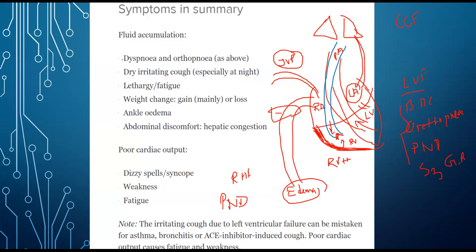Now, because of fluid accumulation, what symptoms will a patient of heart failure have? So we know that the patient will come to you with shortness of breath and orthopnea. Because of lung fluid accumulation, they also get a dry, irritating cough that gets worse at night, fatigue, lethargy. Because of fluid accumulation, weight gain will happen, pedal edema, and abdominal discomfort because of hepatic congestion. So those are common symptoms because of congestion. Now, as the heart is not pumping enough blood, because of poor cardiac output, the patient also gets dizzy spells, weakness, and fatigue.